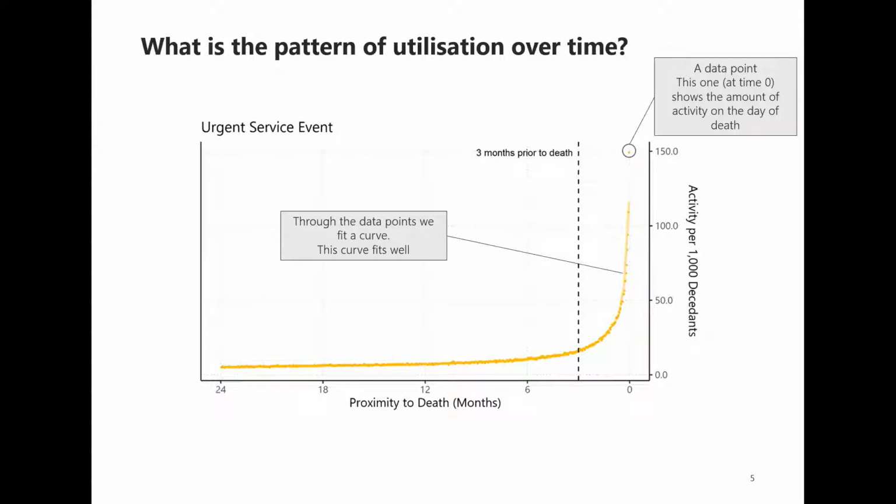And then in our report, we've looked to describe these curves in a very few short sentences. Here, for urgent service events, we say that they start low and increase slowly for much of the period. Then, in the few months prior to death, there is a rapid rate of increase, rising to a sharp peak.